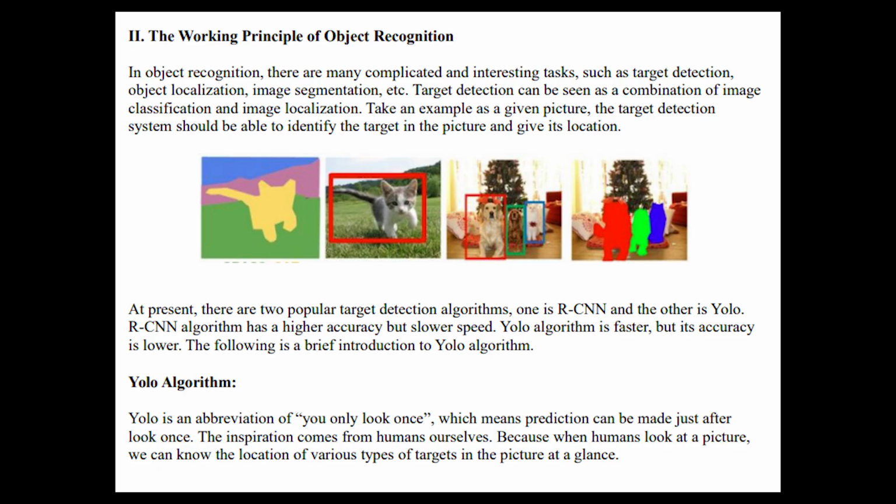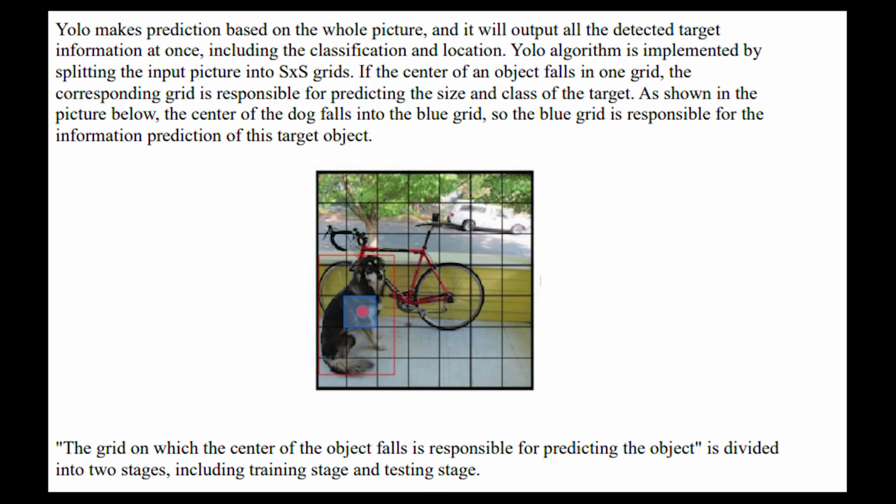The inspiration comes from humans ourselves, because when humans look at a picture, we can know the location of various types of targets in the picture at a glance. Unlike other algorithms that detect different objects one by one, YOLO makes a prediction based on the entire picture. The YOLO algorithm is implemented by splitting the input picture into S by S grids. If the center of an object falls in one grid, the corresponding grid is responsible for predicting the size and class of the target. As shown in the picture below, the center of the dog falls into the blue grid, so the blue grid is responsible for the information prediction.